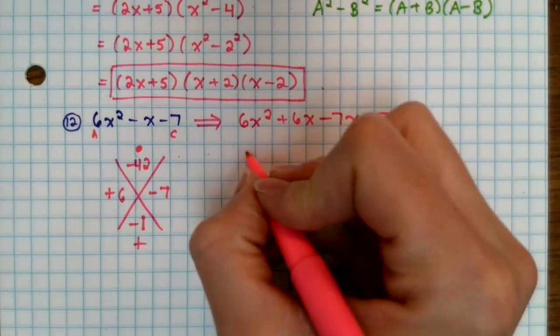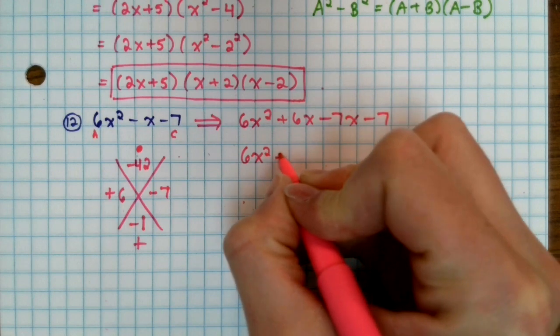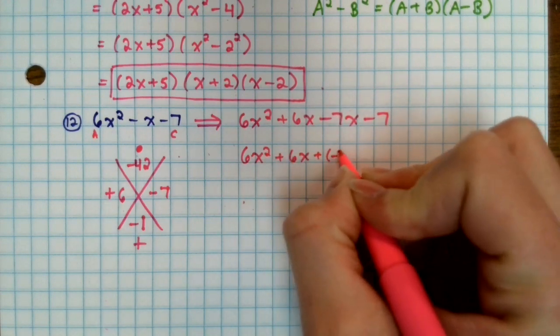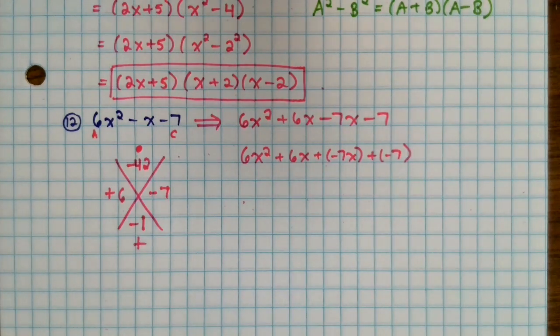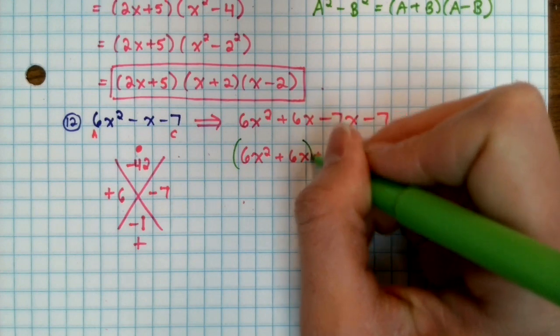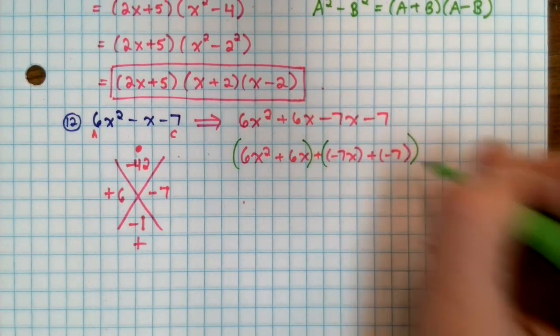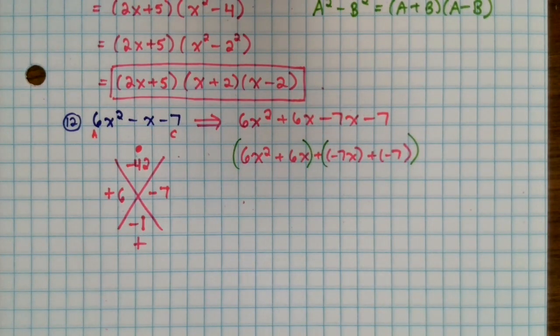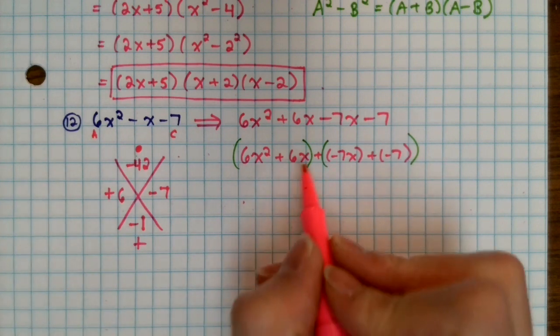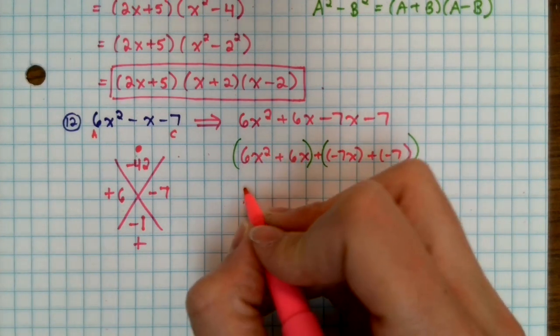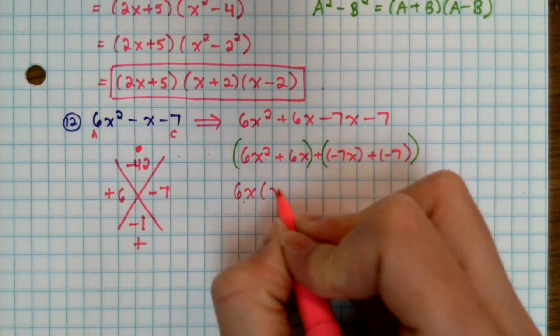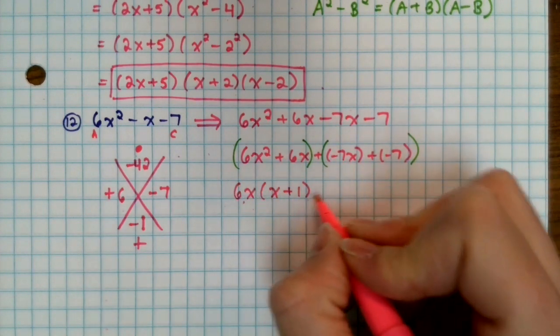I'm going to go ahead and rewrite this so that we have plus negative 7x and plus negative 7 on the end, just to make it a little bit easier to keep track of those negatives. I'm going to group the first two terms together, and I'm going to group the last two terms together. Focusing on those groups that we just made, the GCF of this first group of 6x squared and 6x is 6x. So now I'm left with x plus 1 on the inside.